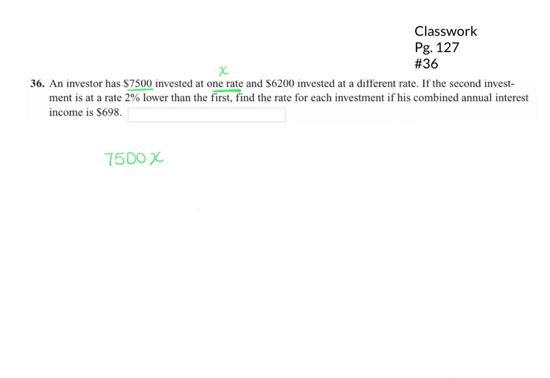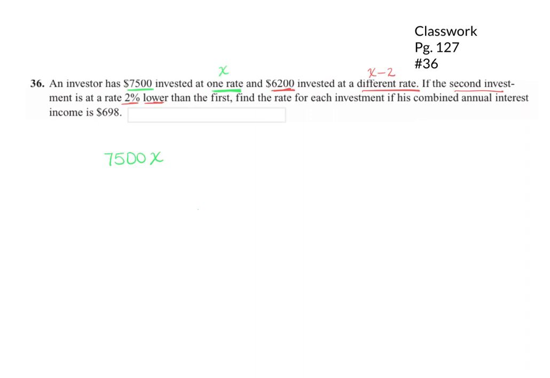Then he took $6,200 at a different rate. Do we know that rate? No, but it's not the same because if we read on, the second investment is 2% lower than the first. What am I going to do here? It's my rate minus what? 2, right? Does that make sense? My rate minus 2. So he's going to do this one at my rate minus 2. Okay, my rate minus 2.